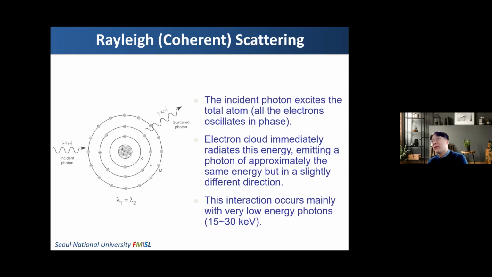Okay, so you can see that during this interaction, no energy is changed before and after the interaction in Rayleigh scattering. That is the most important point that you should remember in this slide. No change in the energy or the wavelength in spite of the change of direction of flight of high energy photons like that. They change direction, but no energy is changed.